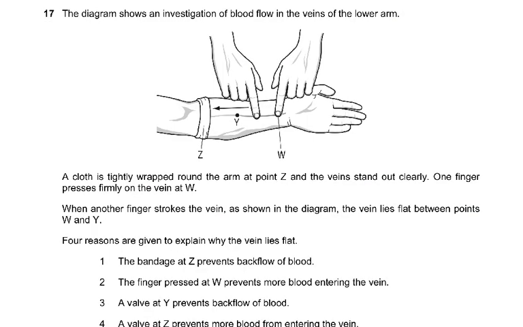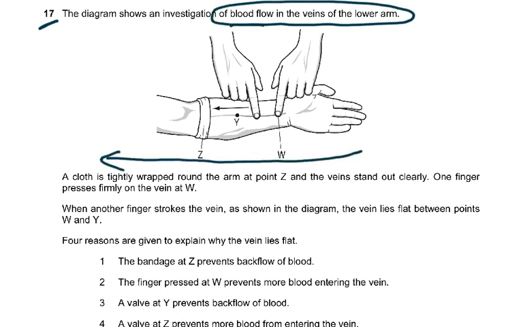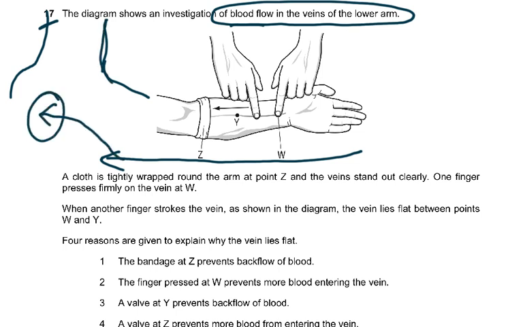Now a student just emailed me this question and said that they were not able to understand this question, so that's why I made the video on this question as well. The diagram shows an investigation of blood flow in the veins of the lower arm. Now, first of all, you've got to understand that a vein is returning blood back to the heart. So it's going to go back to the heart, right? So this is the neck of the person and this is the arm, if you make a drawing of the person. So the vein has to be carrying blood back to the heart.